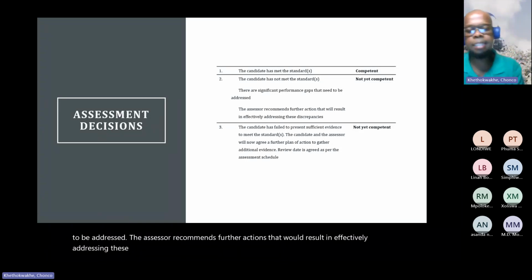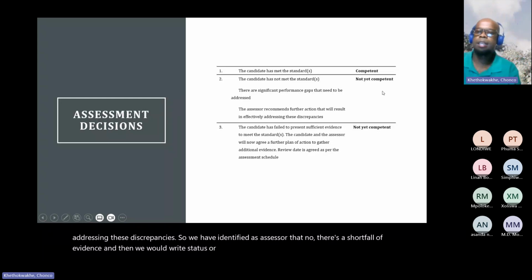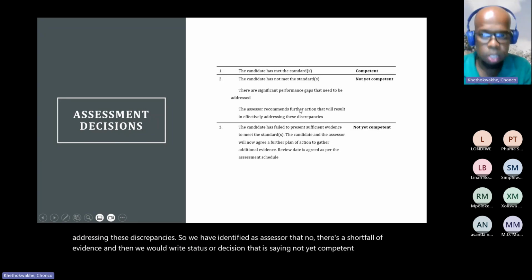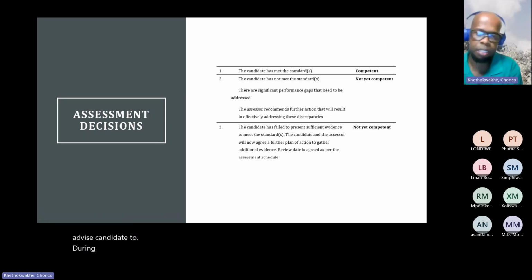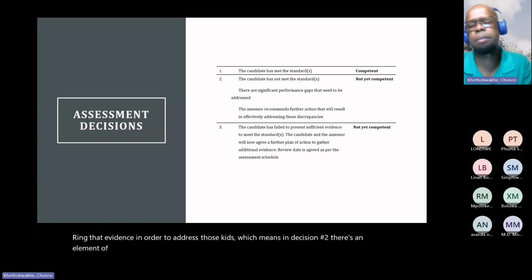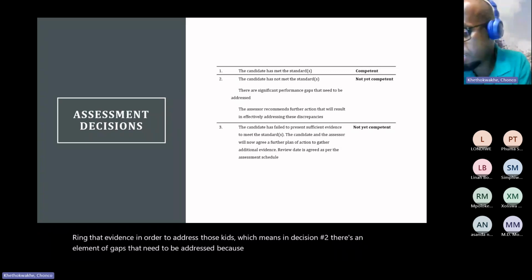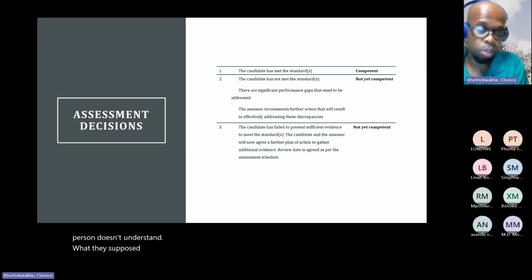So you have identified as an assessor that there's a shortfall of evidence, and then you write a status or a decision that says not yet competent, and you advise the candidate to bring that evidence in order to address those gaps. Which means in decision number 2, there's an element of gaps that need to be addressed, because it might happen that it's not even gaps. This person doesn't understand what they're supposed to provide as evidence. So that's also not yet competent.